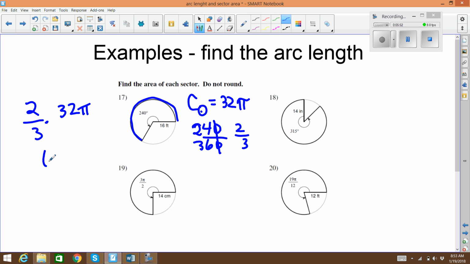We end up with 64 pi over 3. And let's just leave it like that. Okay? Much easier than multiplying the pi through and dividing and getting something icky.